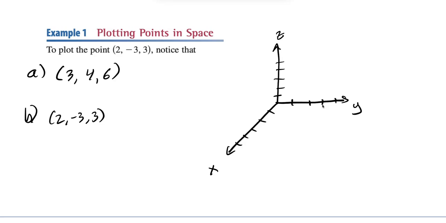1, 2, 3, 4, 5, 6. Okay, so this is X, Y, Z. On your X, you're going to go 3. So 1, 2, 3, so right here. And then from this spot, you want to go 4 on your Y. So you want to go in this direction. So 1, 2, 3, 4.